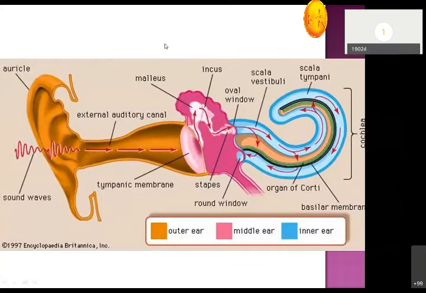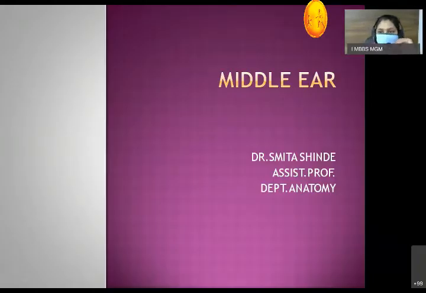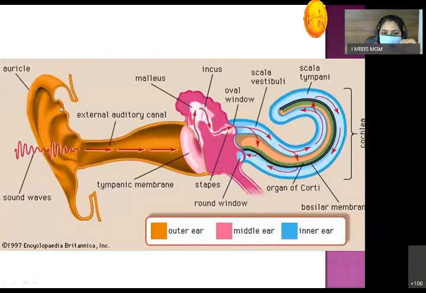So today's lecture is middle ear cavity. If you see, this is the external ear, pinna, external auditory canal. This space is the middle ear, which you see in pink color. And this is the inner ear, where you see the uncoiled cochlea. So this cavity we have to study, the middle ear cavity.